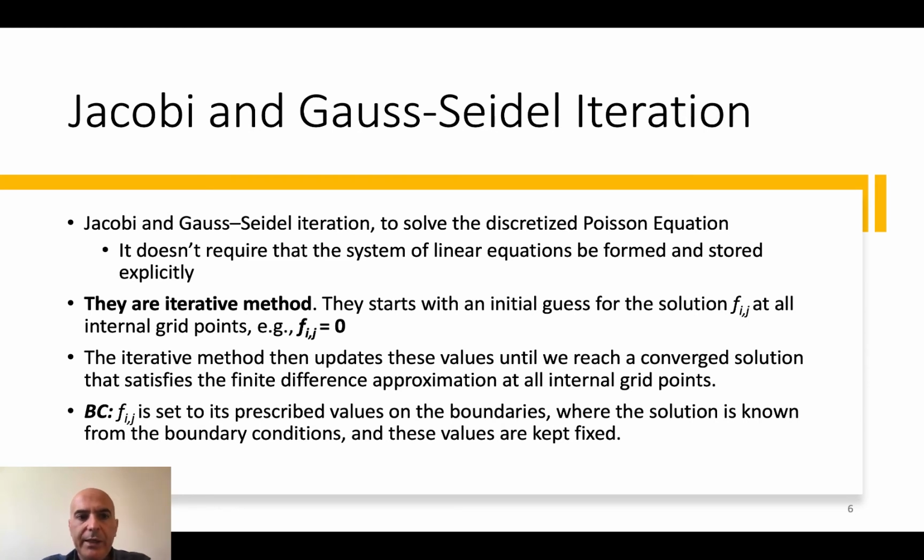So the Jacobi and the Gauss-Seidel methods are iterative methods. So they start with the initial guess for the solution for each point of our coaxial cable, and then we iterate all over this value. So for instance, at the beginning we can set all the values equal to 0, and then we start iterating, and then the values will change to something else. So it's called the iterative method because it updates the values until we reach a convergent solution that satisfies the finite difference approximation at all internal grid points.